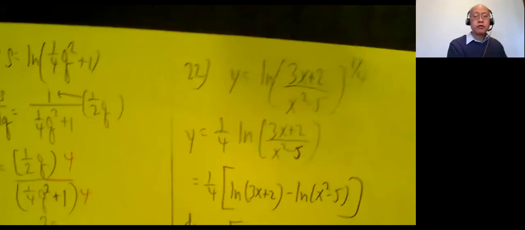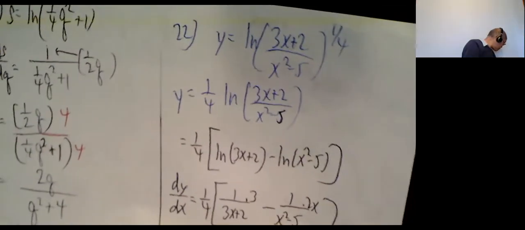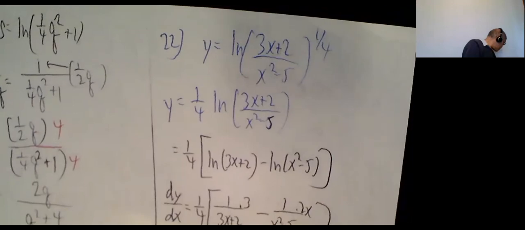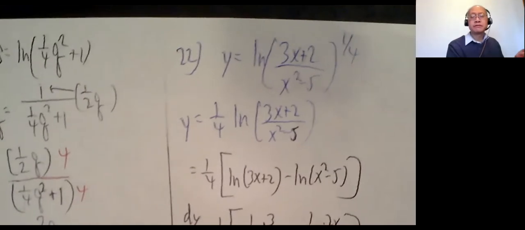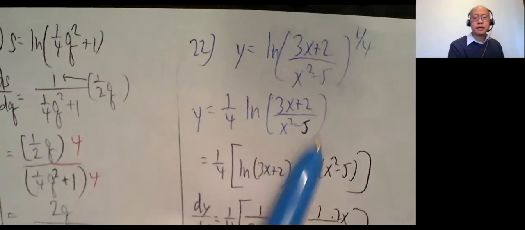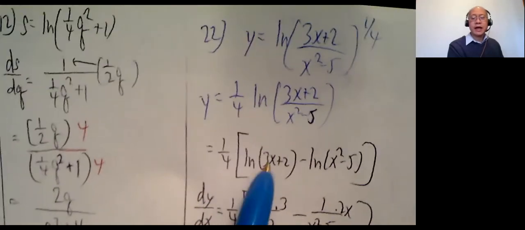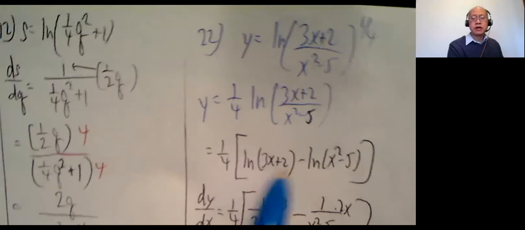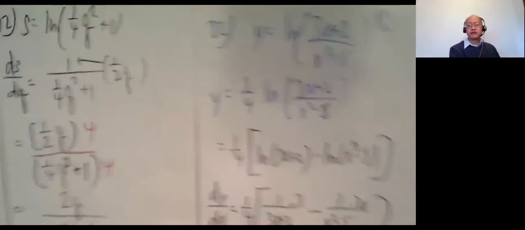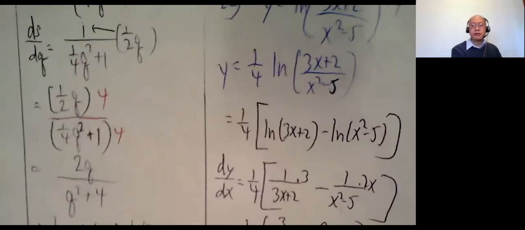Okay, 22. y equals natural log of ((3x plus 2) over (x squared minus 5)) to the 1/4 power. You see how clumsy that is, but we can make it a lot better. 1/4 comes down in front. It's a coefficient. And here's a quotient, something divided by something. So leave the 1/4 alone, then bracket ln of the top, 3x plus 2, minus ln of the bottom, x squared minus 5. Okay, so I don't have to do the 1/4. I don't have to do the quotient rule. This is way better.